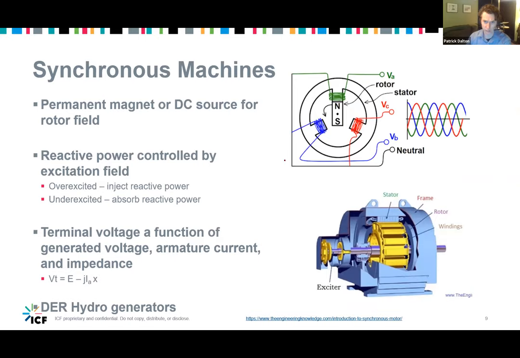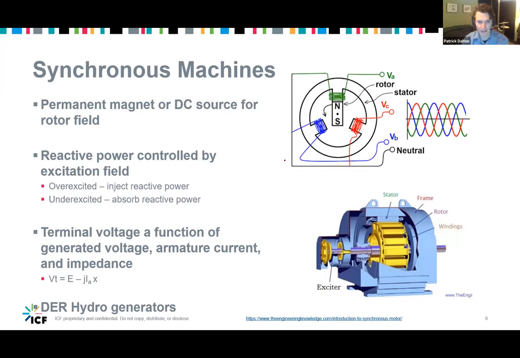So moving on to synchronous machines, a technology that's been with us for a very long time. These are mechanical devices using magnetic fields, either generated by a permanent magnet or a DC source on the rotor. And then the movement of that magnetic field in relationship to coils really generates electricity, the magnetic flux translated. The reactive power is controlled by the excitation field here.